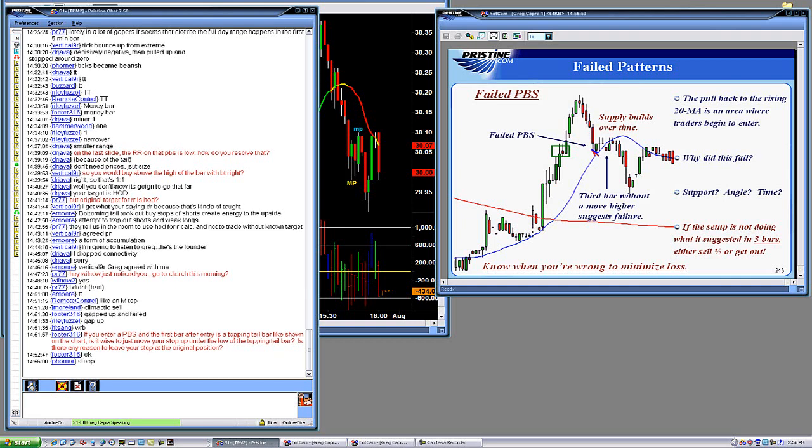Pretty much came straight down. The angle this retraced at certainly wasn't ideal. Now, assuming that you entered, rising 20 MA support, so on, and 3 bars later, reconsider what's going on there.